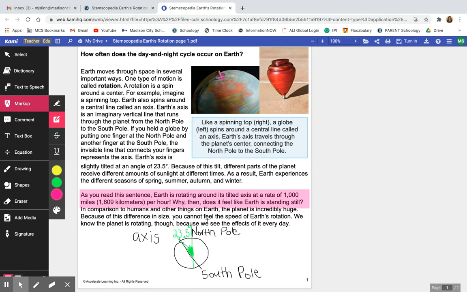Okay, so this is another important fact to put in your notes. Let me highlight it for you. Because of this difference in size, meaning because of the fact that Earth is huge and people are small, you cannot feel the speed of Earth's rotation. If we were huge giants, more similar in scale to the size of Earth, we might be able to feel the spinning Earth a bit more. But we do know that the planet is rotating because we see the effects of it every day.